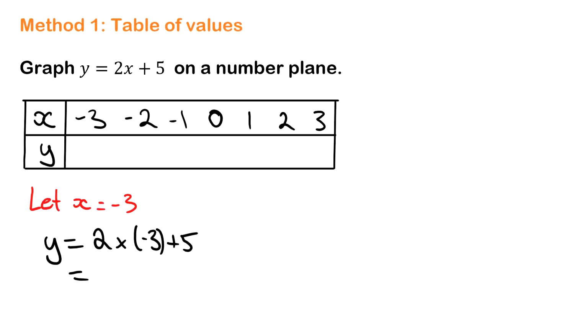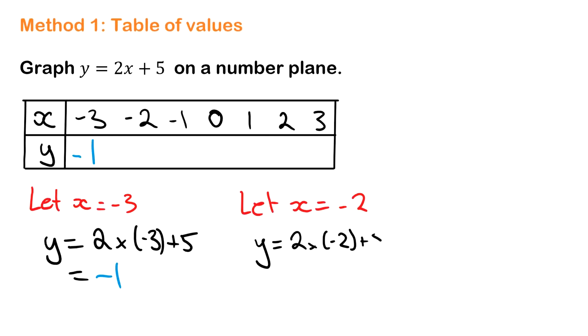I'm going to change the color so we can see where it goes. That -1 goes underneath our -3. Then we can do the next one. Let x equal -2, and you replace the x in the original equation with -2. That gives us a value of 1, so I put 1 in there. You continue to do this until your table of values is full. As you can see, it's now full.